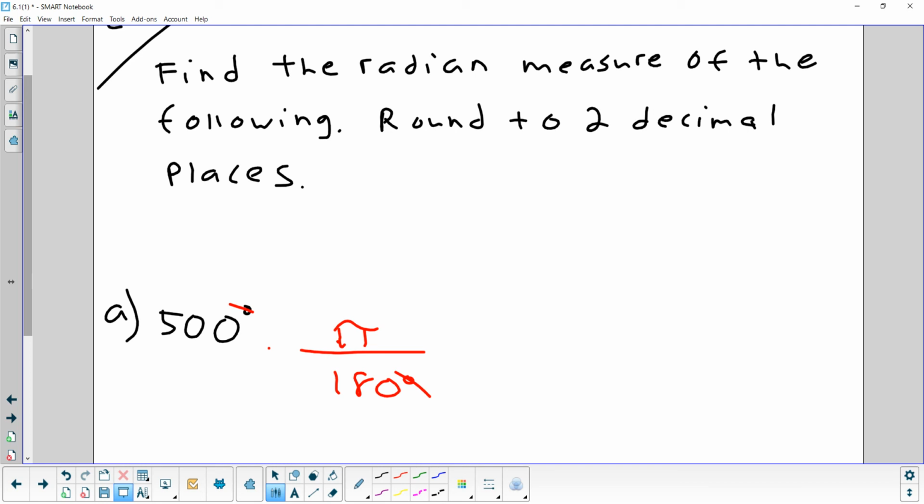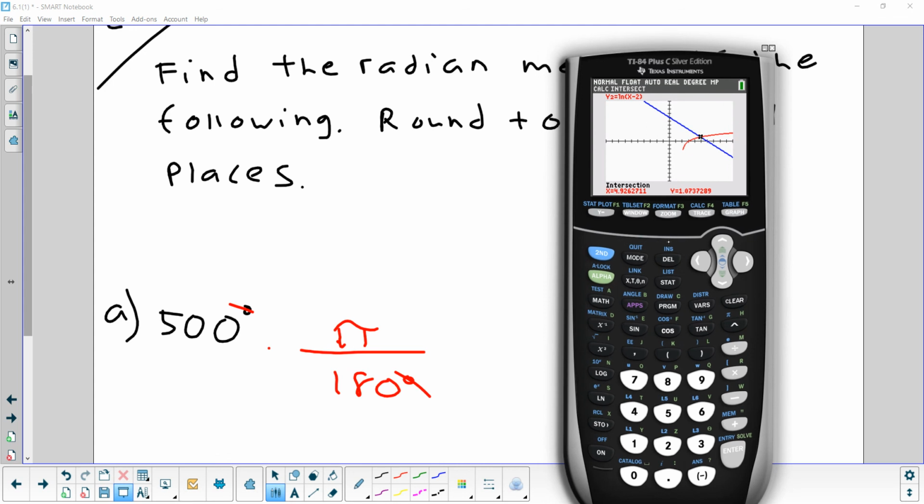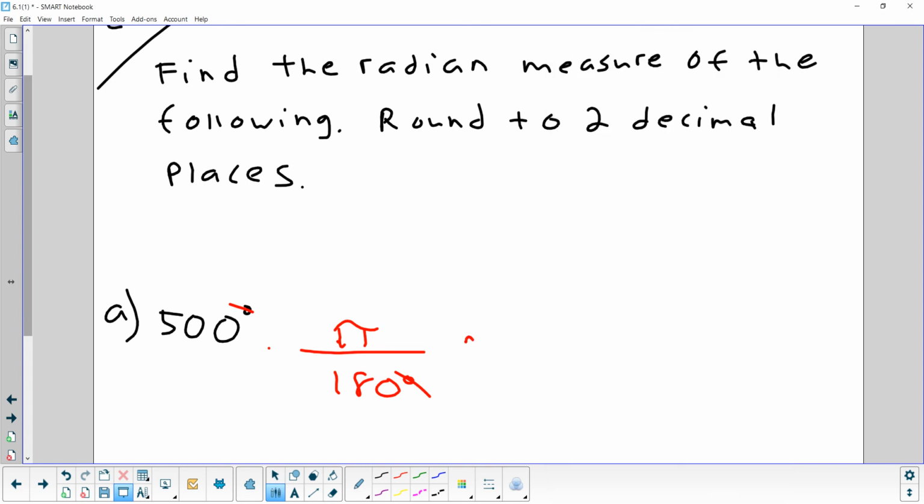All right, so let's type it in. How do you think I should type in pi? 3.14 or the pi button? Yeah? The pi button. How come? Because there's more decimal places. Yeah, if we use the pi button, it's more accurate. So always use the pi button. Do not use 3.14. Divide by 180, and we get 8.73.